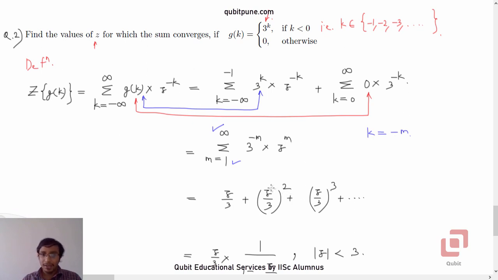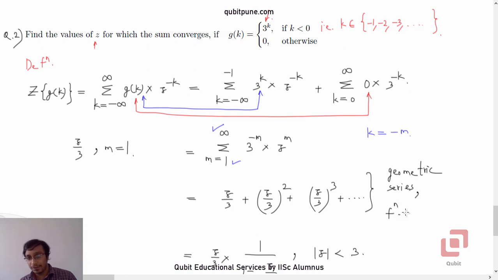So this is now yet another geometric series. This time the first term is not 1, the first term is equal to z upon 3 corresponding to the m value 1. Expand it, you'll get z upon 3 for m equal to 1, then the square of z upon 3 for m equal to 2, and so on. So this is again a geometric series, and more importantly, it is a geometric series as well as a function of z.